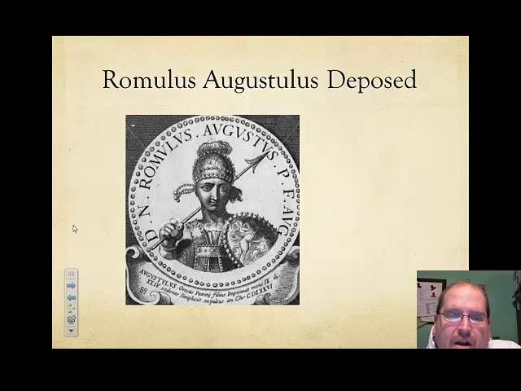Here's a little symbol of Romulus Augustulus deposed. It was more of an announcement that he had been taken over. Also, if you notice the word Augustulus, if you look at your calendar, you might recognize that it is the same as the eighth month of the year, August, which was named after this guy.